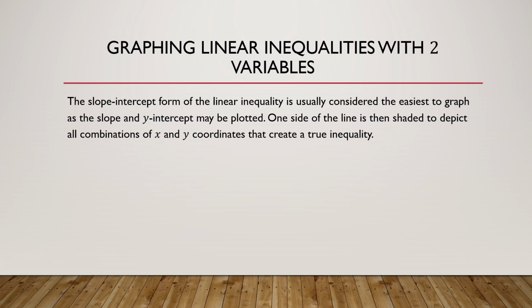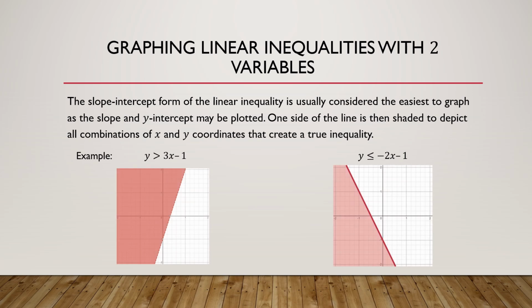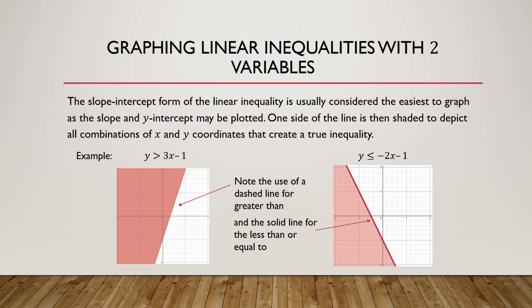One side of the line is then shaded to depict all combinations of x and y coordinates that create a true inequality. To graph, create the line using the y-intercept and slope. If the inequality is greater than or less than, use a dashed line. If it is greater than or equal to or less than or equal to, use a solid line. Shade the appropriate side of the line.